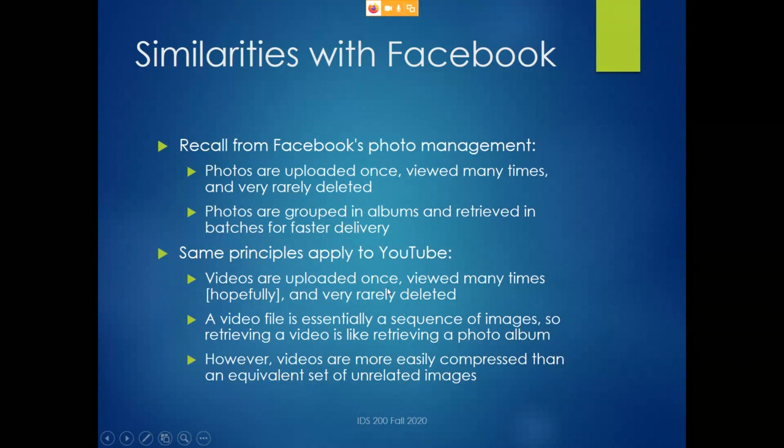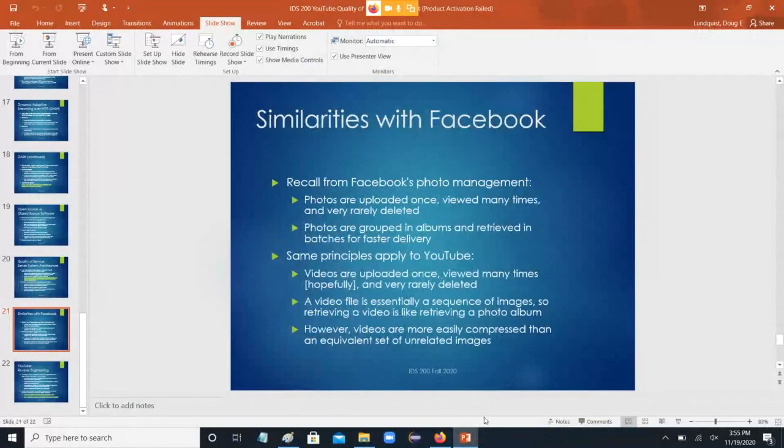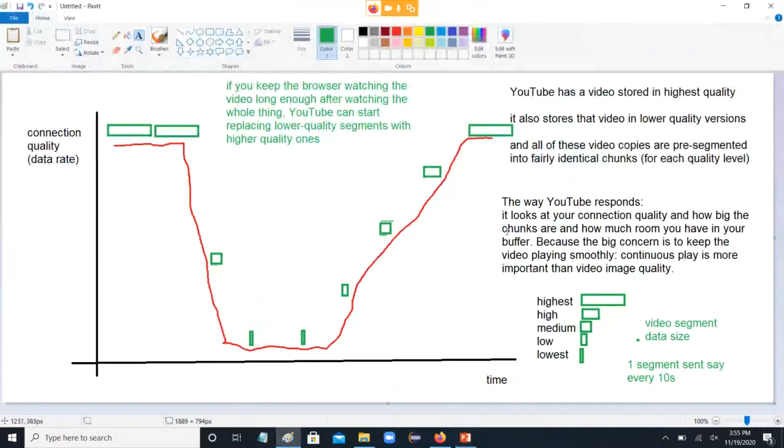Videos generally uploaded once, hopefully viewed many times, right? I just saw a list that they had like hundreds of videos now that have been viewed more than 1 billion times. And of course, videos are very rarely deleted. Now, a video file is essentially a sequence of images with an attached audio stream. So retrieving a video is actually a lot like retrieving a very big photo album. But the one benefit is videos are more easily compressed than a set of unrelated images. This isn't a video compression course, but I'll talk briefly about why that is.